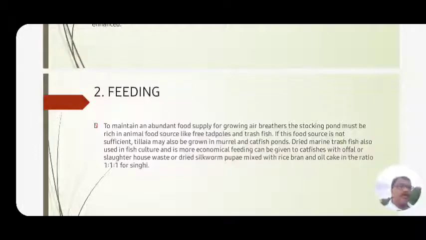The fry and fingerlings are to be stocked in the stocking pond. For these fry and fingerlings, a cheap, good-quality food must be essentially available, an abundant food supply. For that abundant supply, additional food has to be supplied to the stocking pond. Which food is to be supplied?